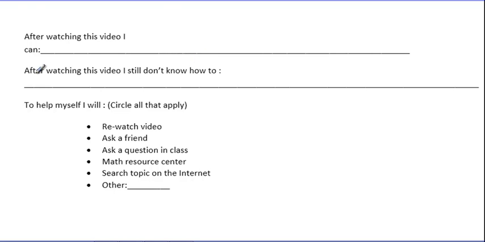If there's still something you don't know, what you're going to do is 2 parts. If you don't know how to do something like, I don't know how to find absolute values, the next thing you have to do is write down, it says circle, you're actually going to write, alright, which one of these things you're going to do to learn that. Because if you don't know how to do it, you got to do something else to figure it out. Either rewatch the video, ask a friend, come to class with a question, go to Math Resource Center, you could do a Google search on the topic, you could do something else like ask a parent, a brother, or whatever.